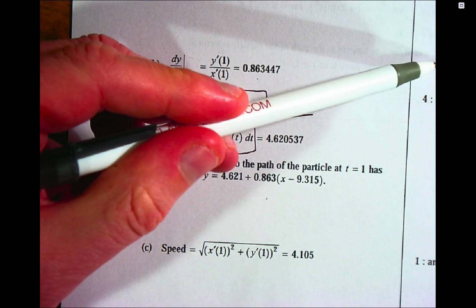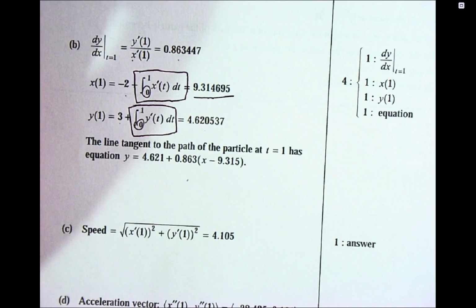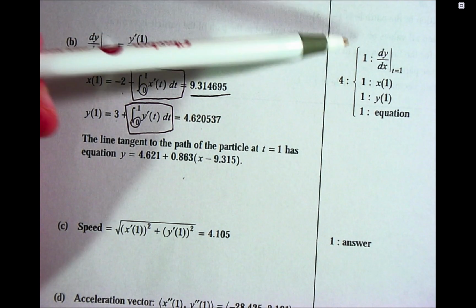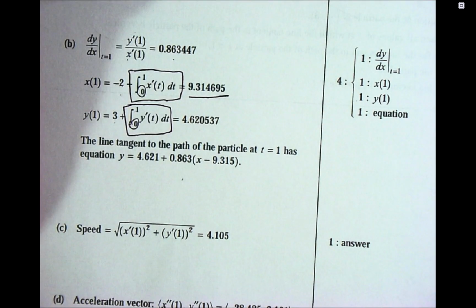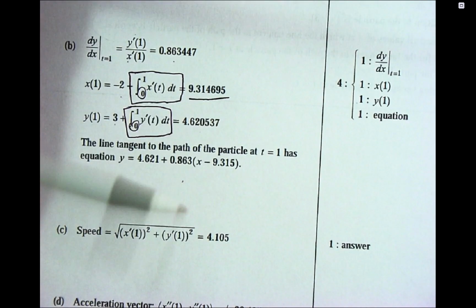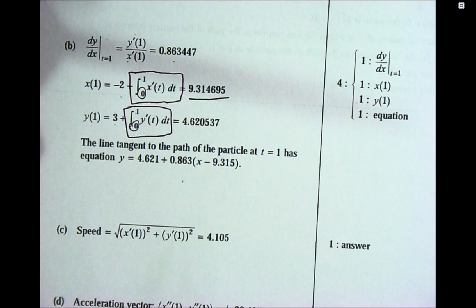Notice 4 points here, so quite a bit. 1 point for having the slope correct, 1 point for finding the x and y position, and then 1 point for writing the equation correctly in the end.